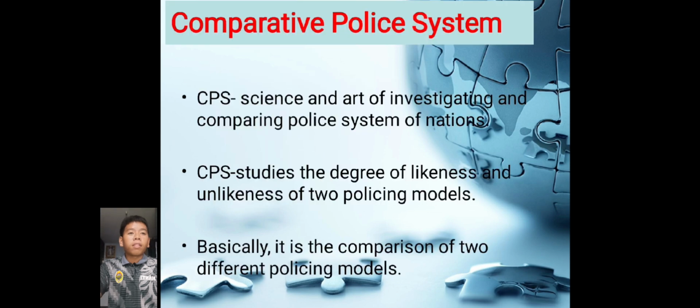The comparative police system, or the CPS, is the science and art of inventing and comparing police systems of nations. CPS studies the degree of likeness and unlikeness of two policing models. Basically, it is the comparison of two different policing models. Theories of comparative policing.